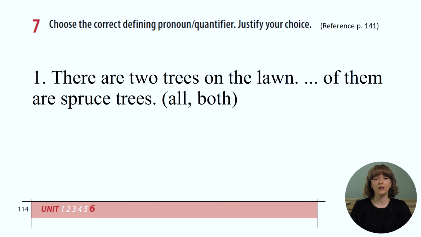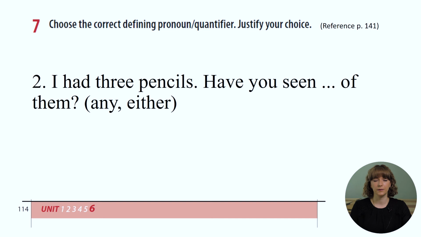There are two trees on the lawn. Gap of them are spruce trees. The correct pronoun here is both, because it points out that there are two trees. Read attentively the second sentence. I had 3 pencils. Have you seen any of them? Any is used in interrogative sentences. Either is excluded because it is only used with 2 options, but we have here 3 pencils.